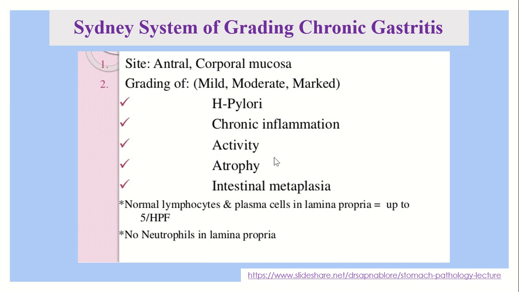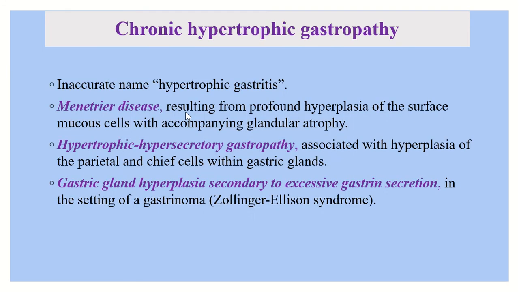How can we show the activity? If we find neutrophils here, we diagnose this as chronic active gastritis, because there are no neutrophils in the lamina propria in the norm. But normally some lymphocytes and plasma cells we can find in the lamina propria, up to 5 in the high power field. But not all labs use the Sydney system. It depends on the hospitals and the pathologists.